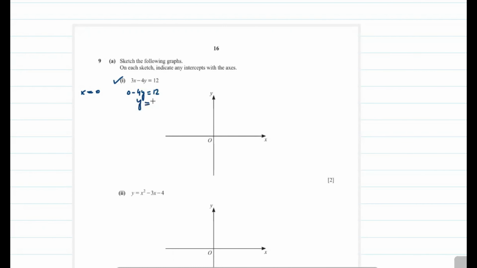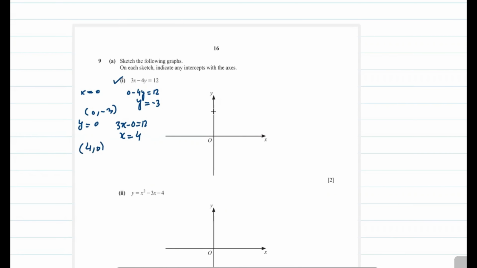Then y equal to minus 12 over minus 4, that value is minus 3. Now that is 0, minus 3. We take 1 point. Another point we take by y taken as 0. And therefore, next is 3x minus 0 equal to 12. We put the value in this equation. We get x equal to 4. Now we get the point 4, 0.